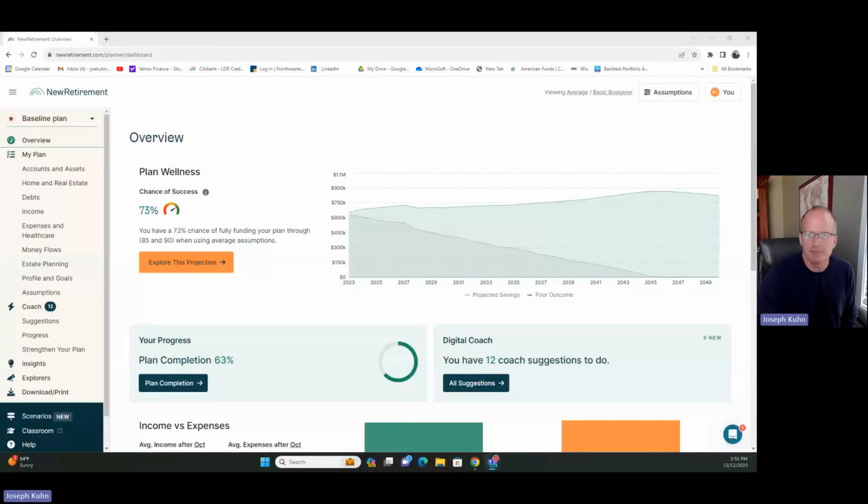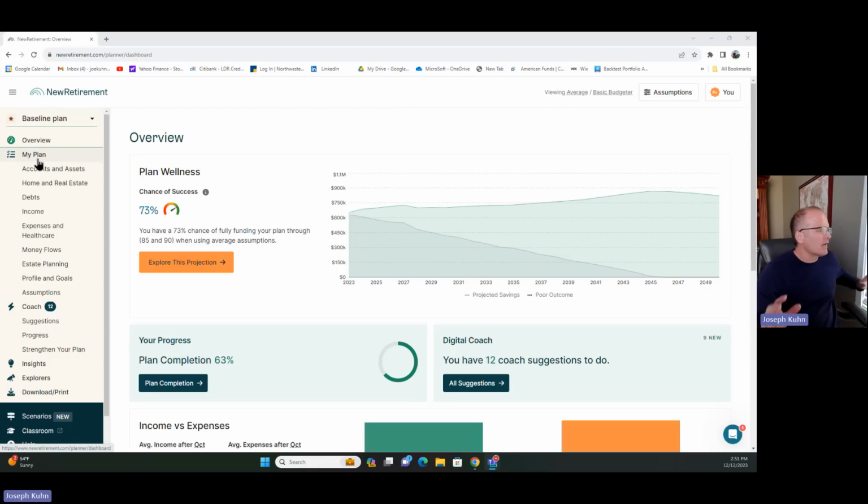So let's get started. Share my screen. You're going to lose my face here, and I'm just going to talk you through it. Okay. So we're looking at a plan here. This is the home screen, the overview screen for New Retirement. And one of the things you'll be drawn to is this 73% probability of success. And you got a little chart out here to decide. We'll talk about that in just a second.